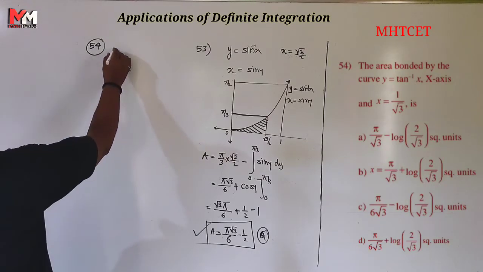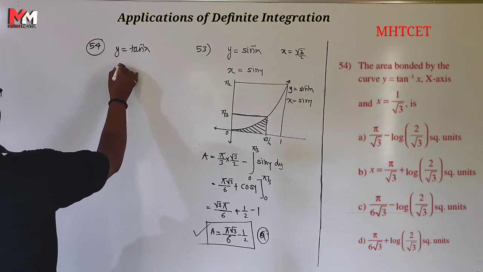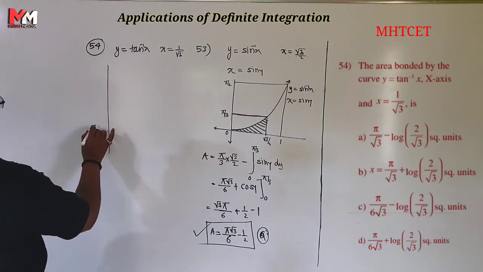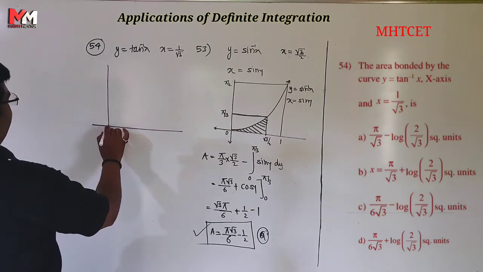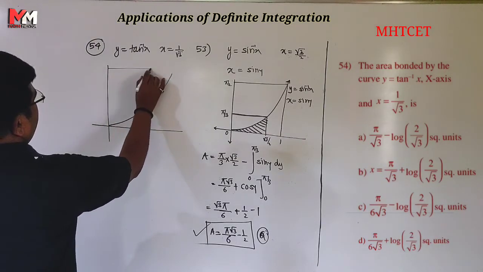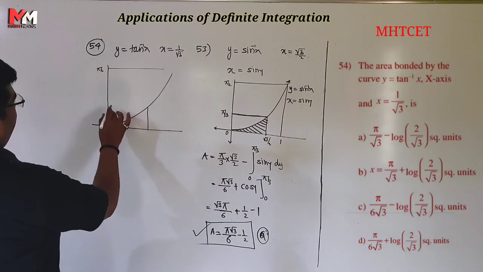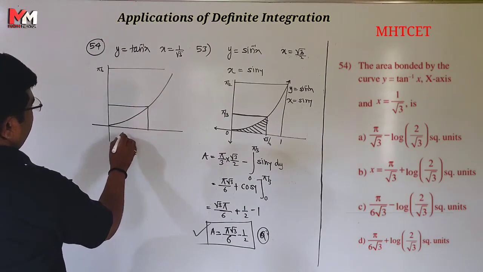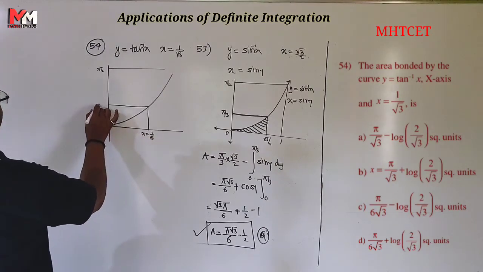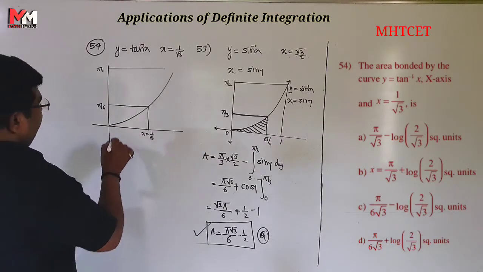What is 54? y is equal to tan inverse x, and x is equal to 1/√3. So this is the graph of tan inverse x, again from the origin up to infinity. This is π/2, and here is 1/√3, so this distance is 1/√3. tan 30 is 1/√3, tan 30 means π/6. So we have to find the area of this portion.